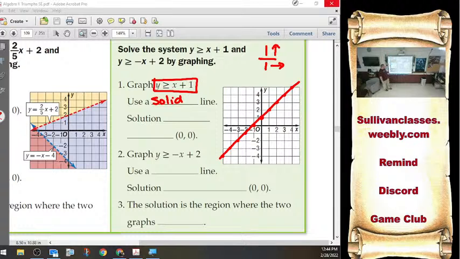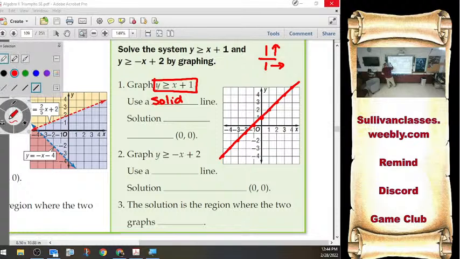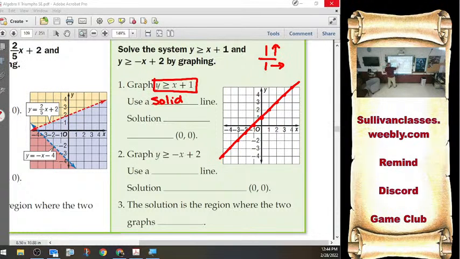The solution does or does not include 0, 0. If I were to put zeros in there, 0 for y, 0 for x, is 0 greater than or equal to 1? No. So the solution doesn't include 0, 0. I'm going to shade above.